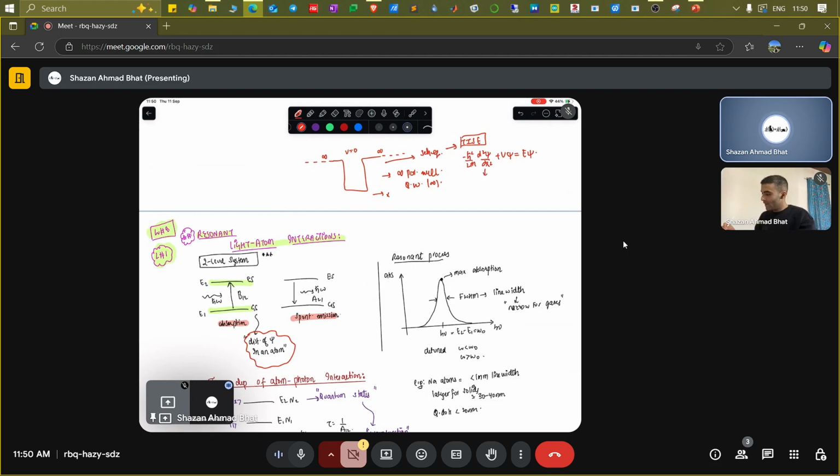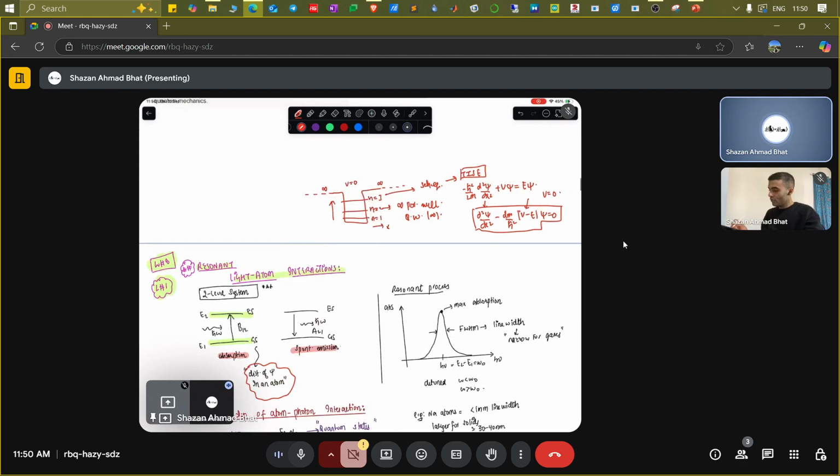And you simplify it, you write something like dou square psi over dou x square minus twice m over h bar square (V minus E) psi equals 0. You solve this differential equation using the potential V equals 0 inside, and you get these levels, which are n equals 1, n equals 2, n equals 3, and so on and so forth. And as you go higher, the spacing between the two levels goes on increasing. So that is basically the solution of the Schrodinger equation.